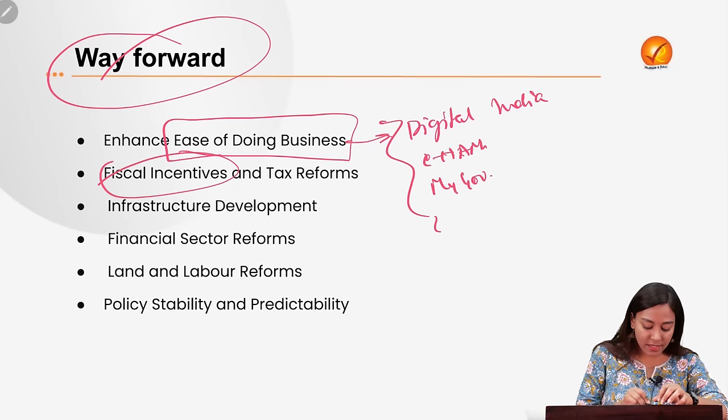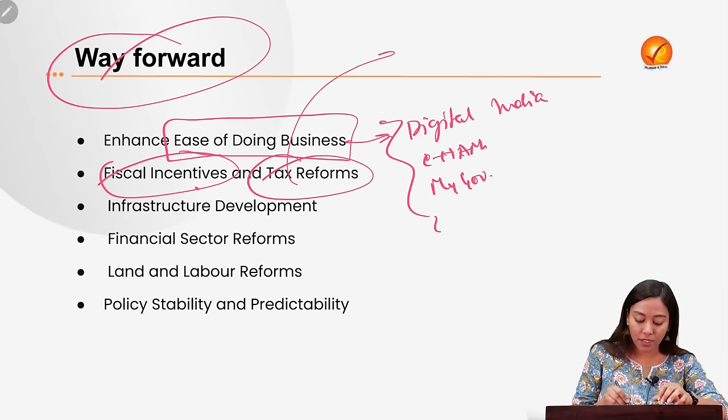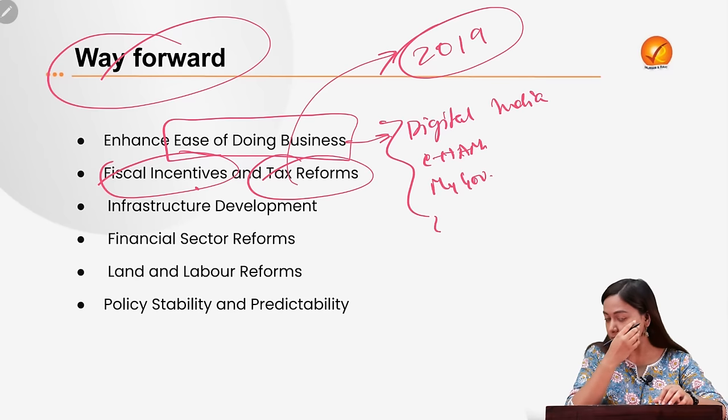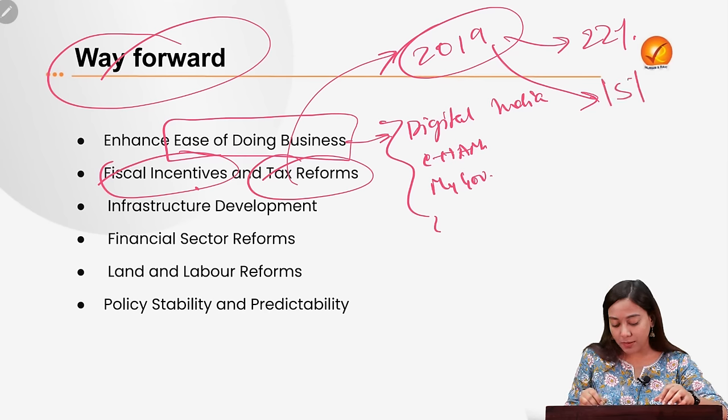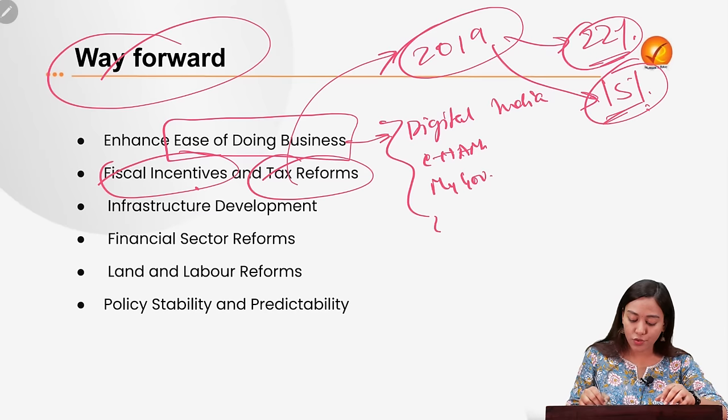Then providing fiscal incentives and tax reforms. So government has already provided it in 2019. The total corporate tax that the private sector has to give has been lessened to 22% for the already set up enterprises and up to 15% for the newly ventured enterprises. So tax cut is also required for them because they are heavily burdened by the taxes.